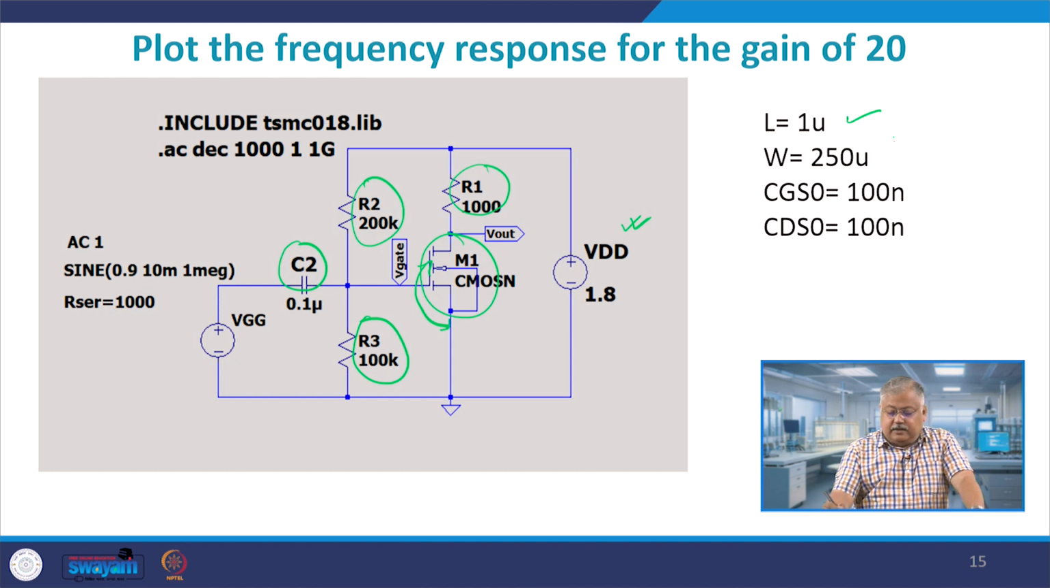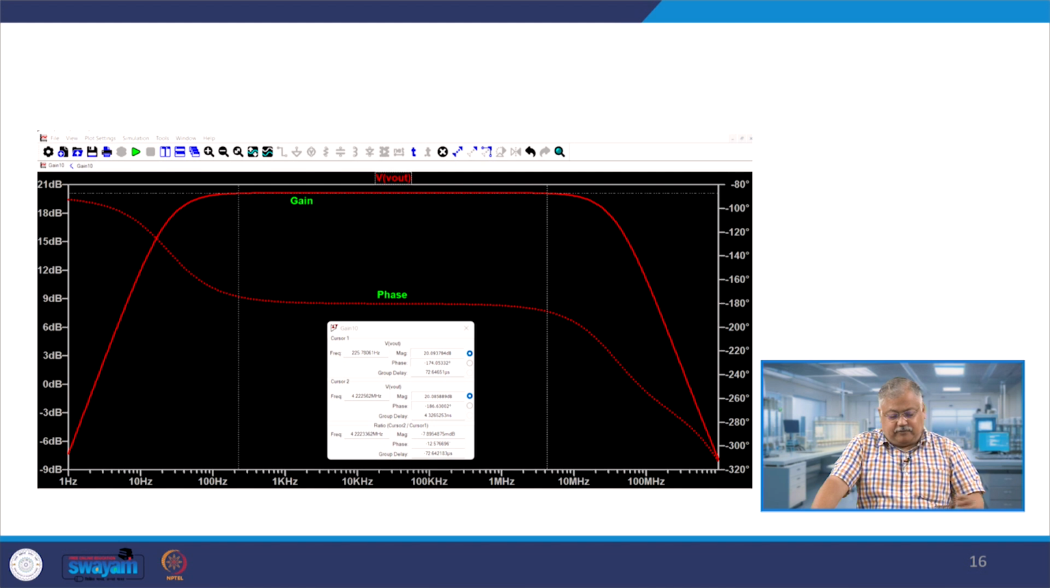It is run by a voltage source of VDD, with channel length 1 micron, width 250 micron, and these are the values of your gate to source and gate to drain capacitances. And we are inserting a sine wave whose peak to peak is 0.9, and 1 mega is the frequency of the sine wave.